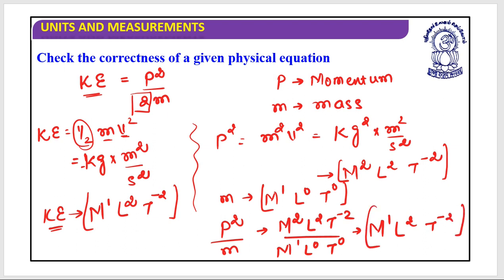Now look at this. Dimensions of the left hand side are m1 L2 t minus 2. Dimensions of the right hand side are m1 L2 t minus 2. So this relation is dimensionally correct. Get it? Okay, let's try one more relation.